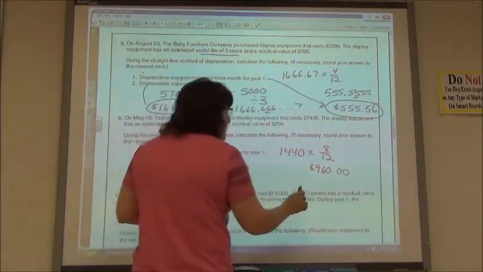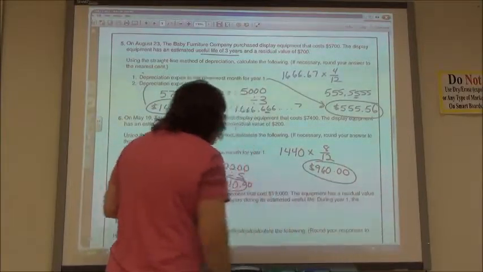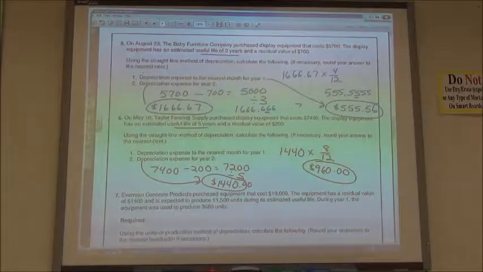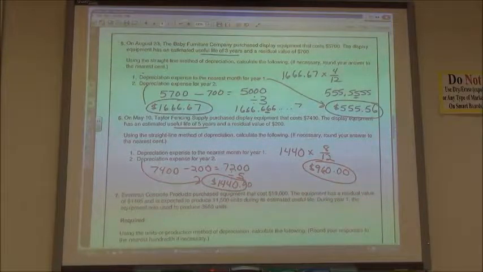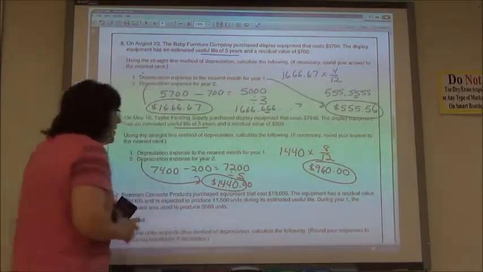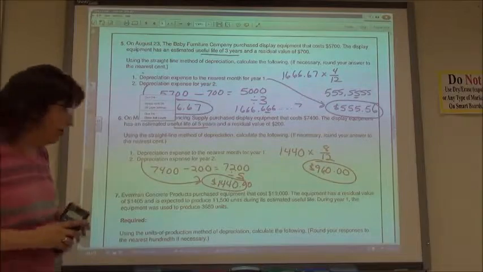Again, these said round to the nearest cent, so I probably should have put the .00. I didn't on the first one, but you can add it there. And so just for part of the year that we have it. Straight line depreciation, but sometimes we just have it for part of the year, not the entire year.